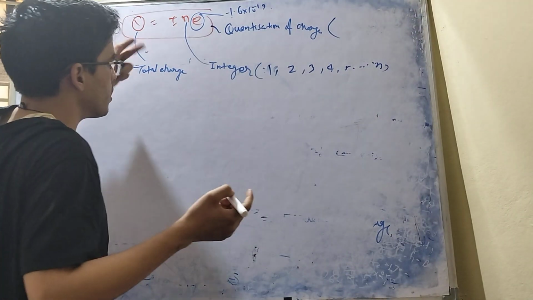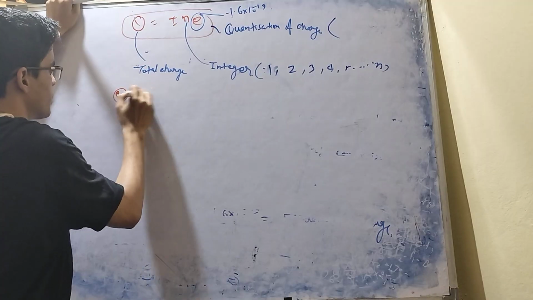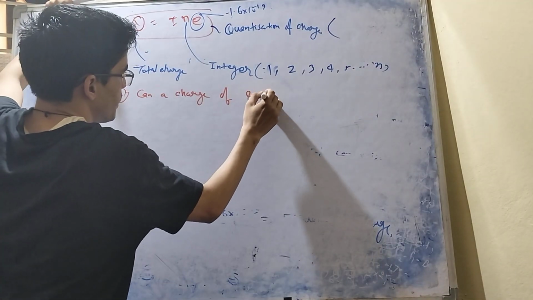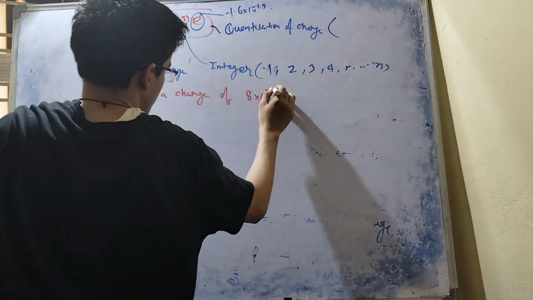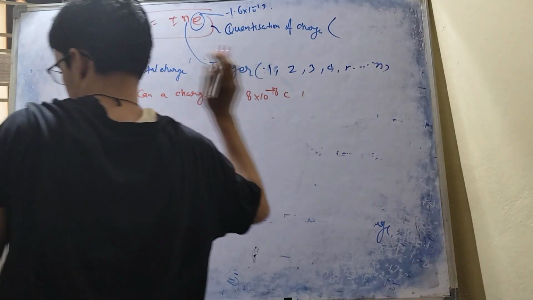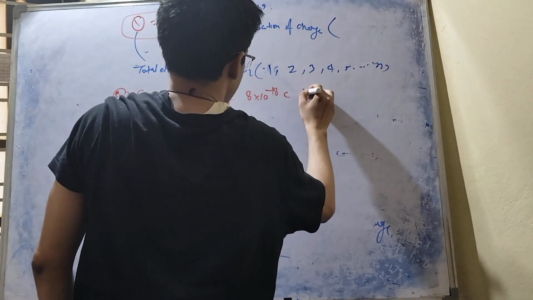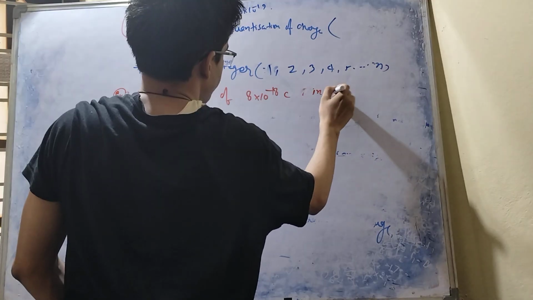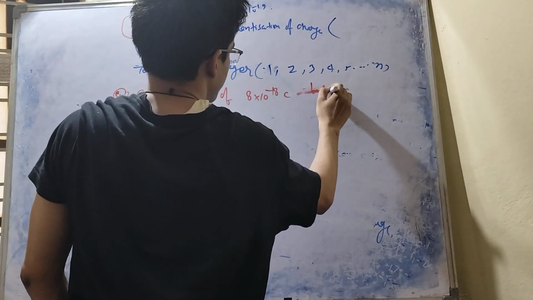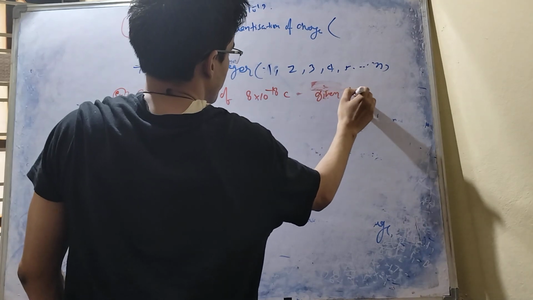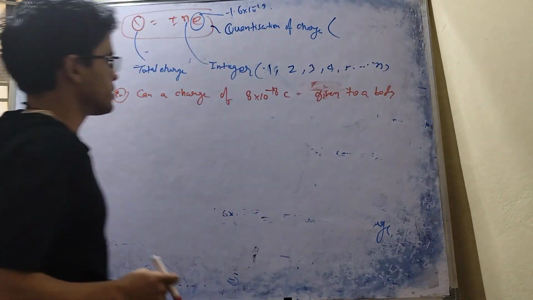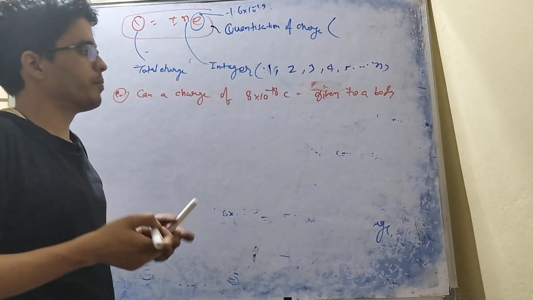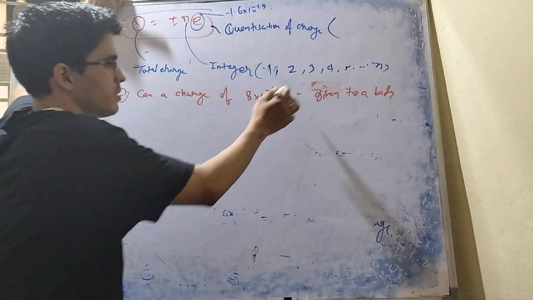Now I am asking one question based on this concept. Suppose a charge of 8 into 10 to the power minus 18 coulomb is given to a body. It means we have this charge and I want to provide it to another body. Is it possible or not? What is this charge value?